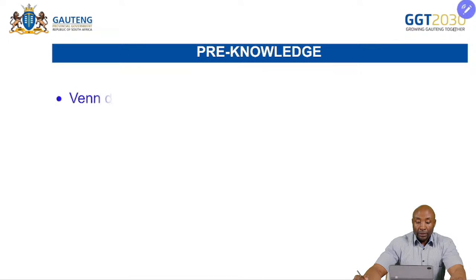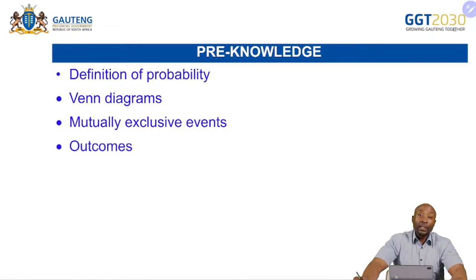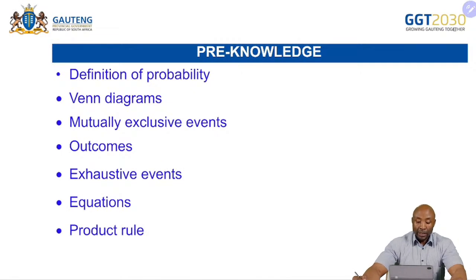Now, we need knowledge of our Venn diagrams, mutually exclusive events. We talked about them. The definition of probability, we'll go over it again. Outcomes, exhaustive events, knowledge of solving equations, as well as the product rule.